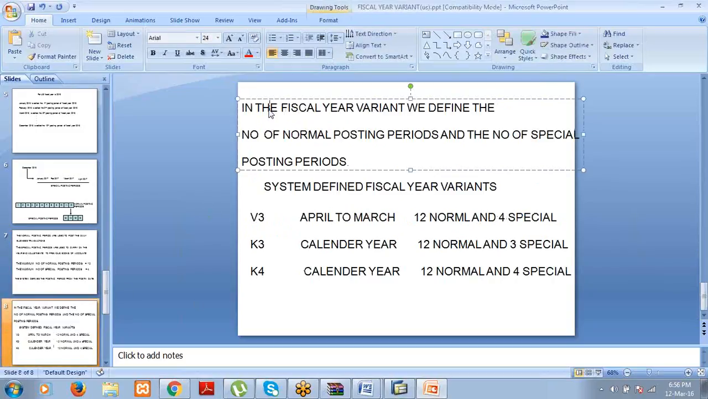So in the fiscal year variant, we define the number of normal posting periods and the number of special posting periods. That's why it is called a variant. A variant is an object for which some values are defined. So fiscal year variant is an object for which some values are defined. What are those values? Normal periods are 12 and special periods are 4. That's why it is called fiscal year variant.